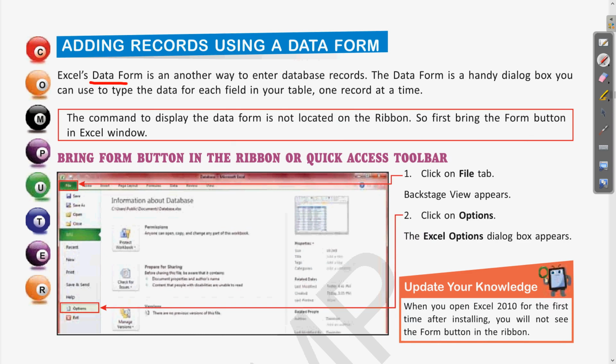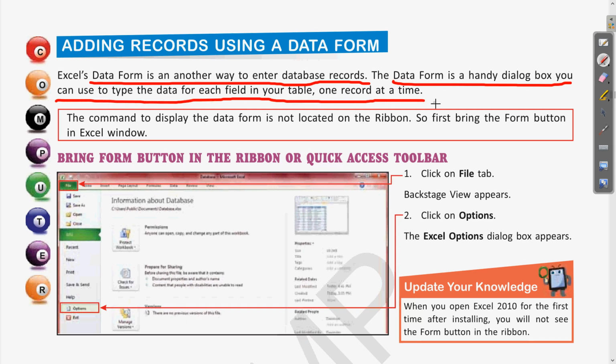So Excel data form is another way to enter database records. The data form is a handy dialog box you can use to type the data for each field in your table, one record at a time. Clear? So using these data forms we can enter one record at a time. Clear? And this will be a dialog box. Using this dialog box we can enter the data.